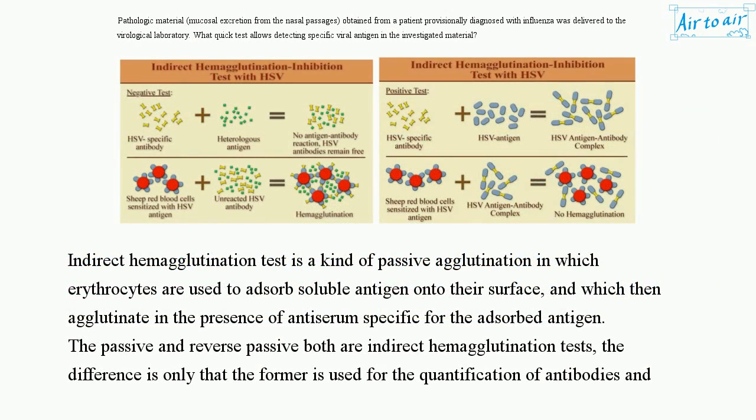Indirect hemagglutination test is a kind of passive agglutination in which erythrocytes are used to adsorb soluble antigen onto their surface, and which then agglutinate in the presence of antiserum specific for the adsorbed antigen. The passive and reverse passive both are indirect hemagglutination tests. The difference is only that the former is used for the quantification of antibodies and the latter, virus.